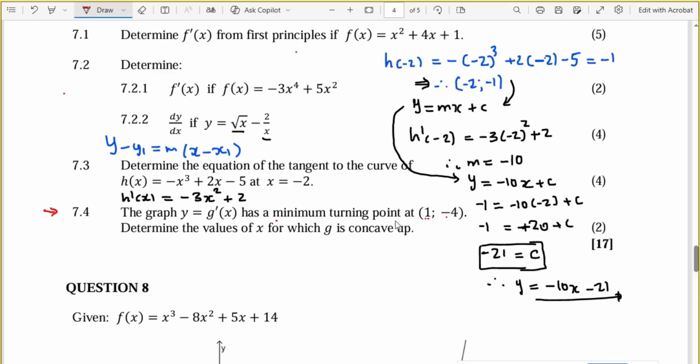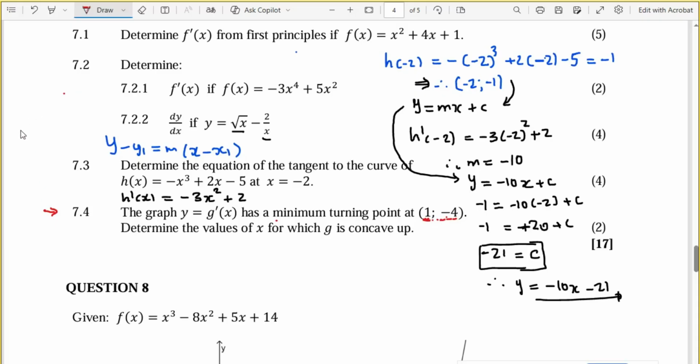Do you want me to give you a chance to try how to answer this 7.4? Okay, look at this. They say that the graph y is equal to g prime of x. And when you see the word minimum, just know that we're talking about the first derivative. We are referring to the first derivative, but now it has the minimum. So they are talking about the turning point at that point.